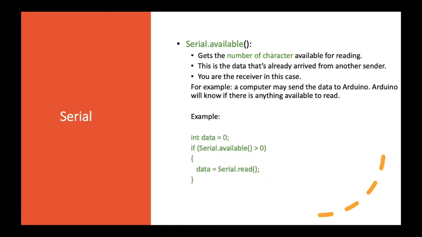For example, like this. Integer data is 0. So integer data is going to hold the data that you will read. You will check if serial.available is greater than 0, meaning serial.available will get the number of characters. So how many characters are there? 1, 2, it will just give you the count. If that count is greater than 0, then there is something available to read for your Arduino. At that point, you will just use the data variable: data equals serial.read to read that data.